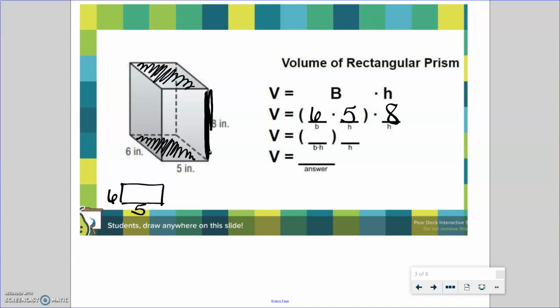So you have 6 times 5, which gives us 30. So the area of our base is 30. Once we have that, we're going to do 30 times 8, which gives us 240. So 240 cubic inches. Whenever you see the 3 exponent, that means it's cubic inches.